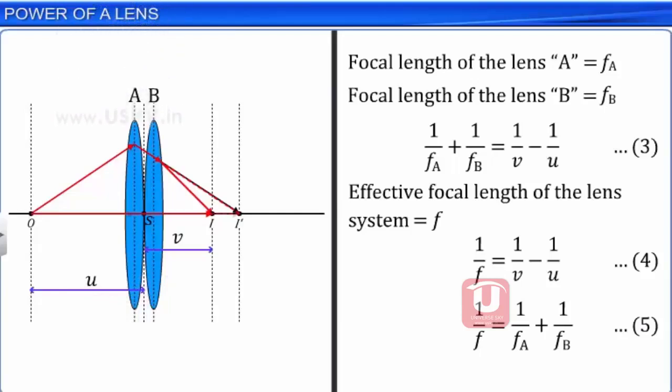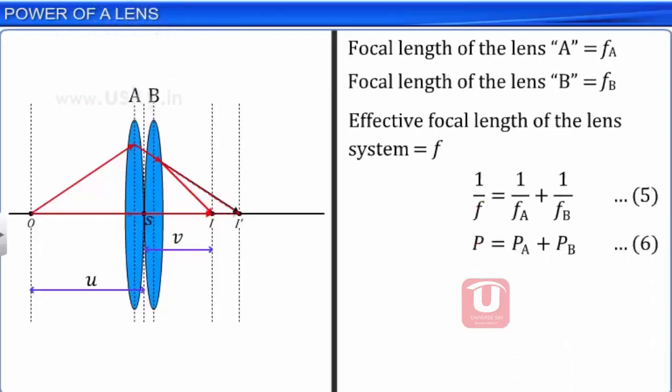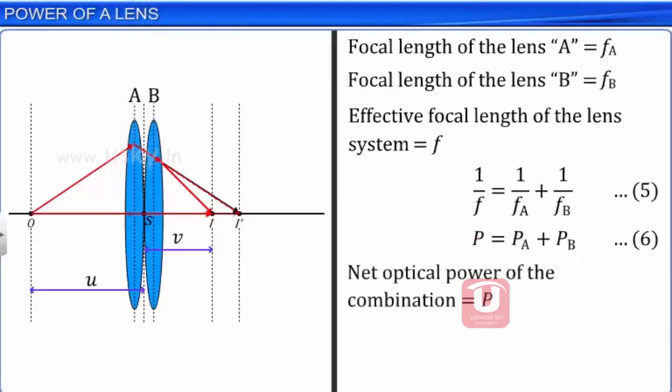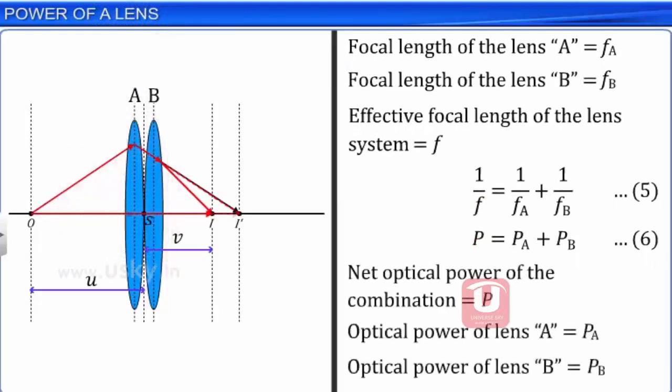For a system of n lenses in contact, we can write equations 5 and 6 as 1/F is equal to 1/F1 plus 1/F2 plus so on up to plus 1/Fn, and P is equal to P1 plus P2 plus so on up to plus Pn.